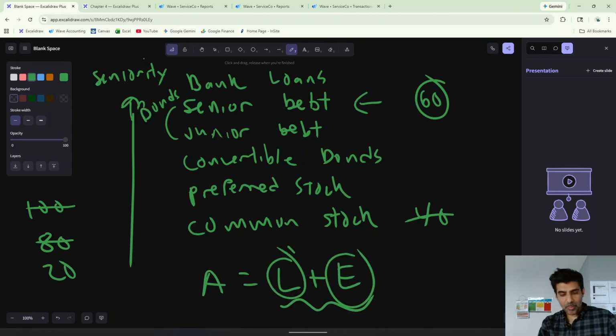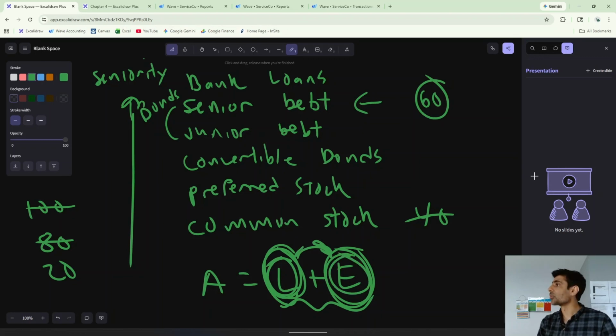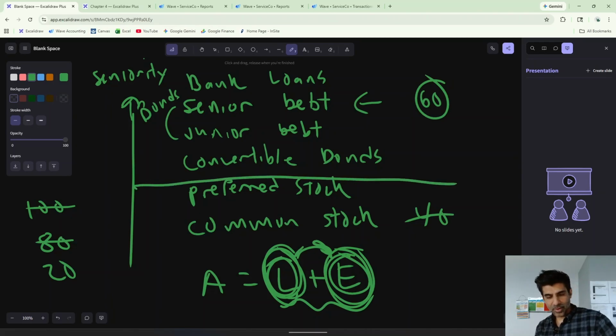But in general, borrowers are taking less risk than the owners. The owners get to benefit when things go well, but they're also going to pay the cost if things go poorly. That's the general split between these two. And again, within these, there's also hierarchy. I guess that was my point of illustrating this. So this is where it cuts off. This is all liabilities, and this is all equity.